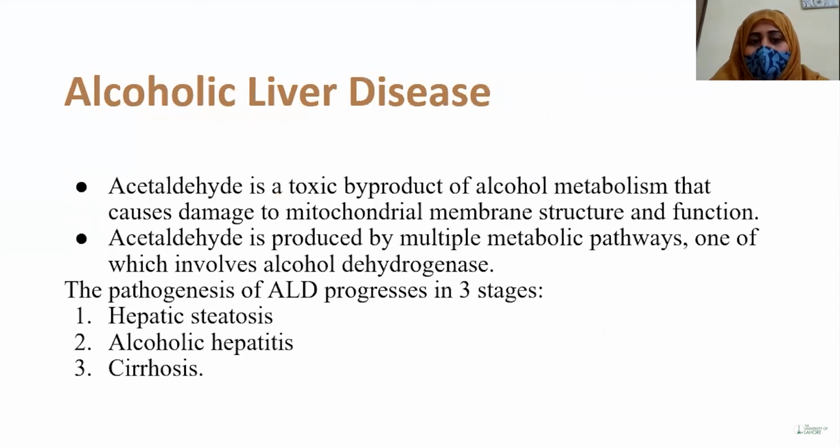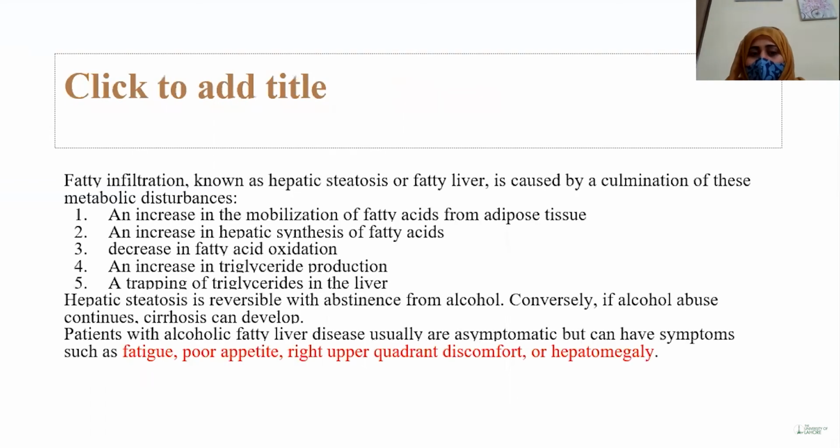Alcoholic liver disease. Acetaldehyde is a toxic byproduct of alcohol metabolism that causes damage to mitochondrial membrane structure and function. Acetaldehyde is produced by multiple metabolic pathways, one of which involves alcohol dehydrogenase. The pathogenesis of ALD progresses through three stages: hepatic steatosis, alcoholic hepatitis, and lastly cirrhosis.